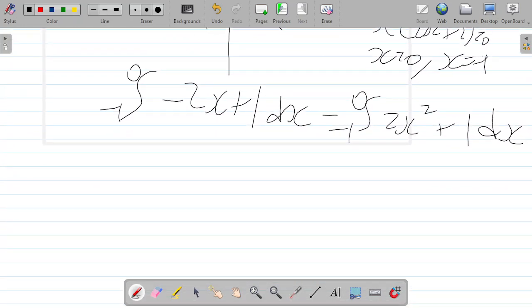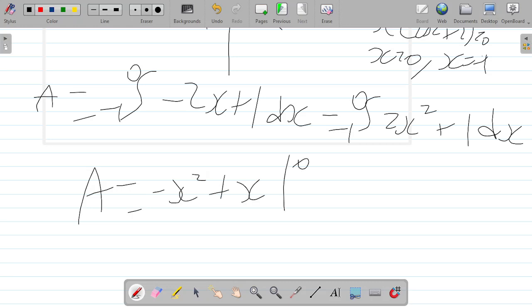Okay, now we start to find the area. We integrate. So integrate negative 2x, it will be negative x squared plus x from 0 to negative 1, minus bracket, x cubed over 3 plus x, from negative 1 to 0.